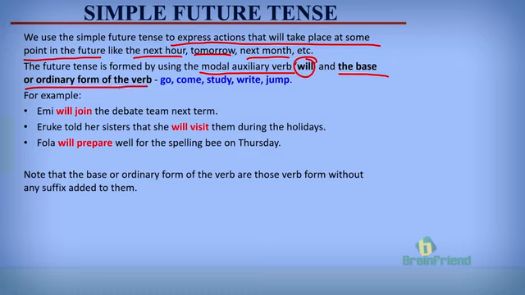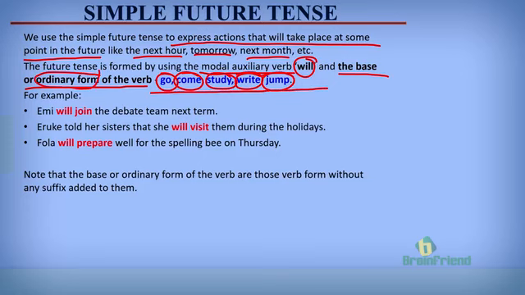Now, the base or ordinary form of the verb is the form of the verb without any suffix or any addition towards the end of the verb. Just the way we find them in the dictionary: go, sleep, jump, and so on. So we have here the verbs go, come, study, write, jump. These are all verbs in their base or ordinary form.